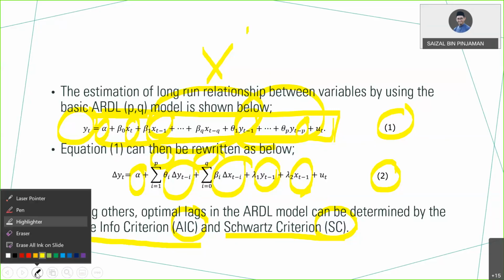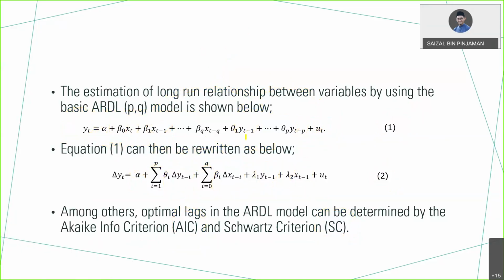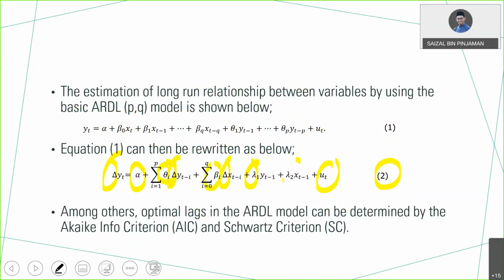If we look into equation number 2, this symbol here represents the difference, while this is our error term, and the alpha, theta, beta, and the two lambdas are the coefficients that need to be estimated in the analysis.